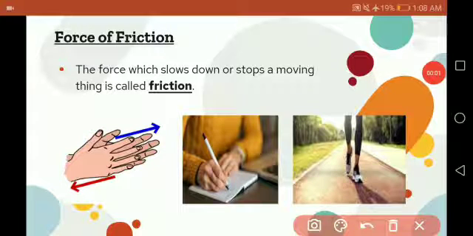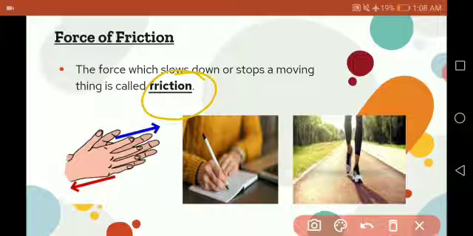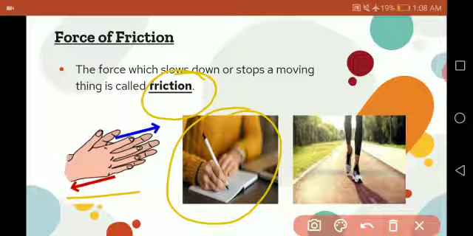Force of friction. The force which slows down or stops a moving thing is basically the force of friction. If you rub your hands together for several seconds, you will notice that your hands feel warm. That warmth is caused by the force of friction. In this picture, you can see that a person is rubbing his hands. Friction is necessary to write on paper. Friction is necessary for walking. If there is no friction, it means we cannot write or walk.